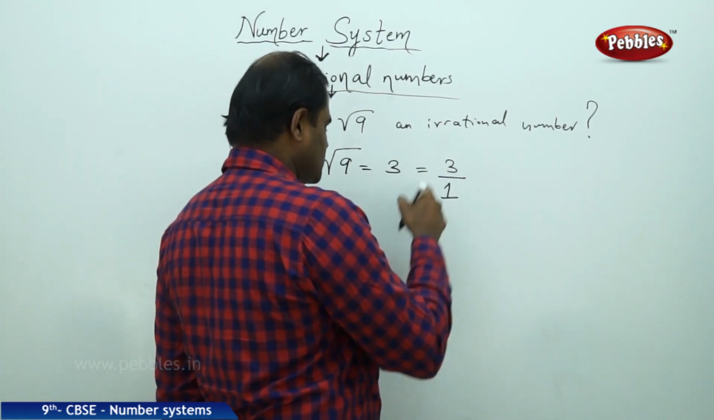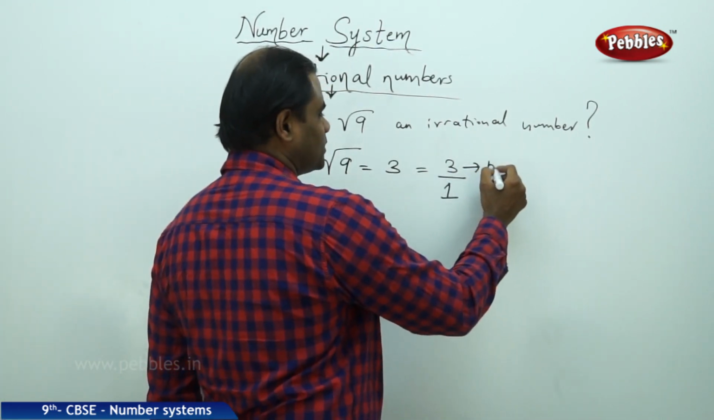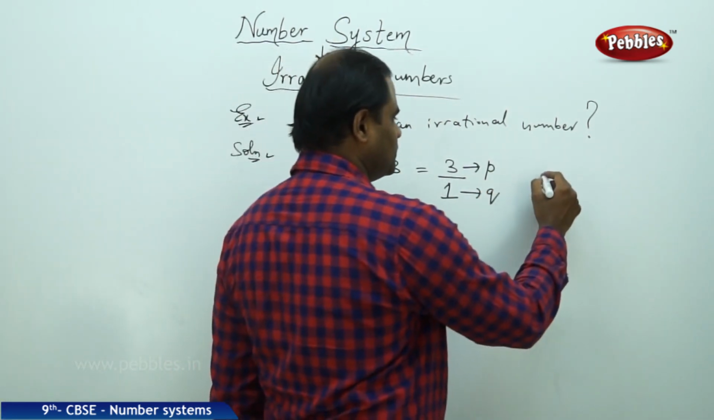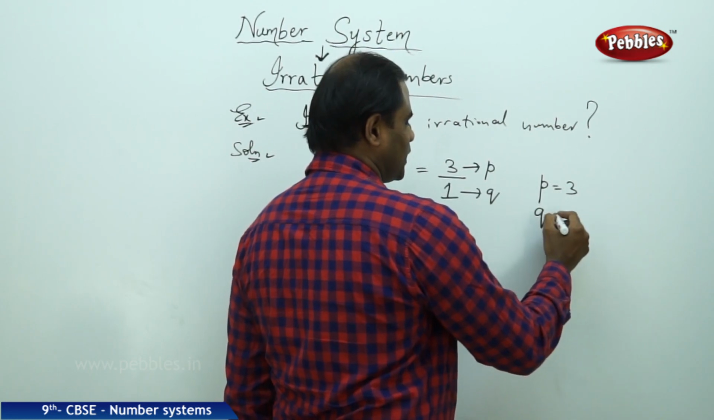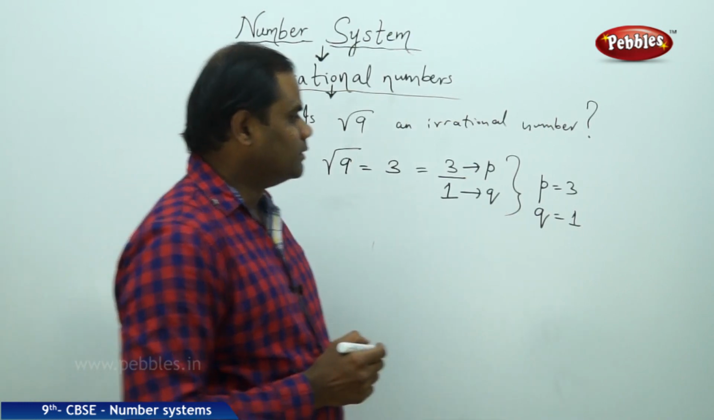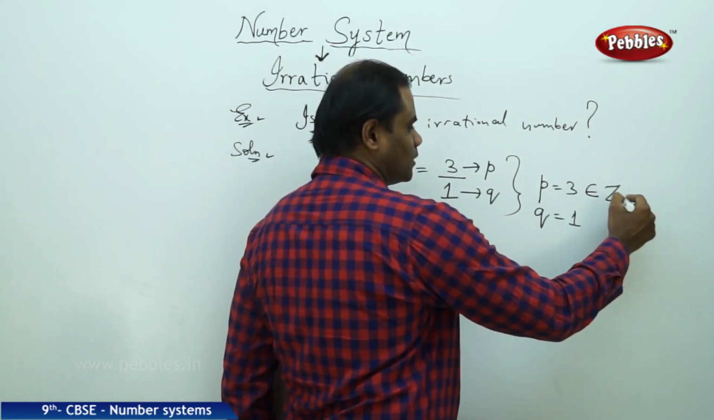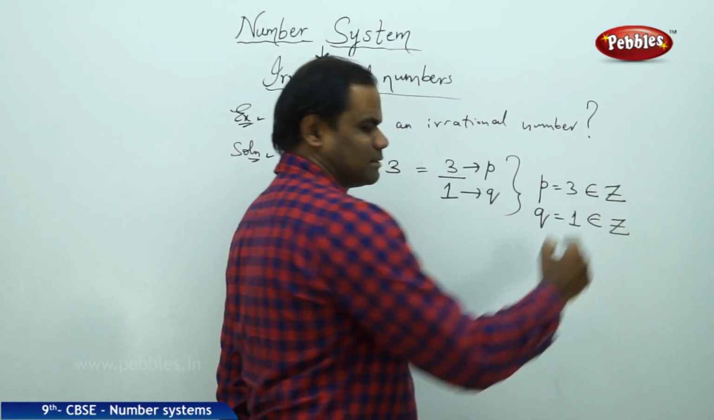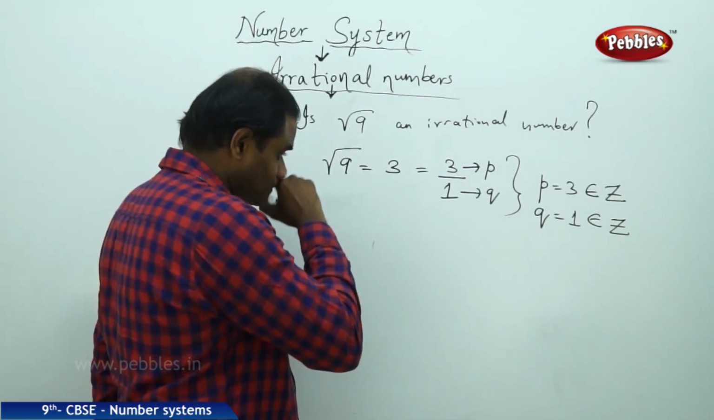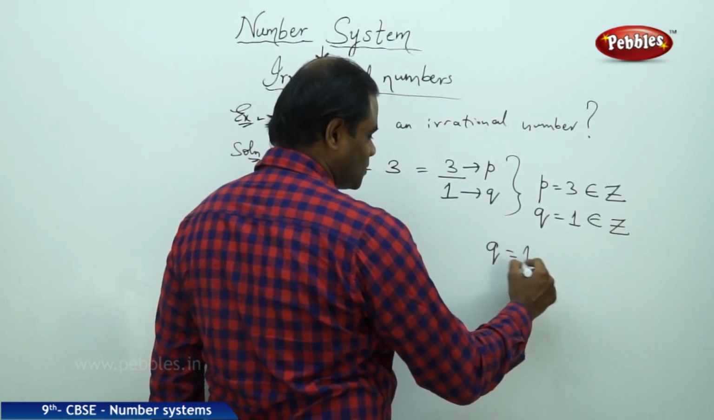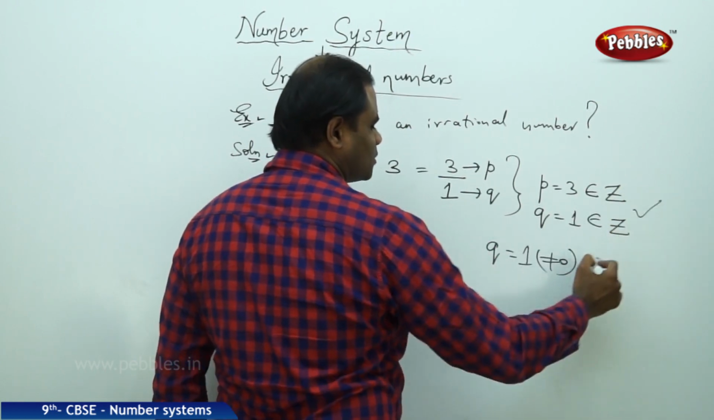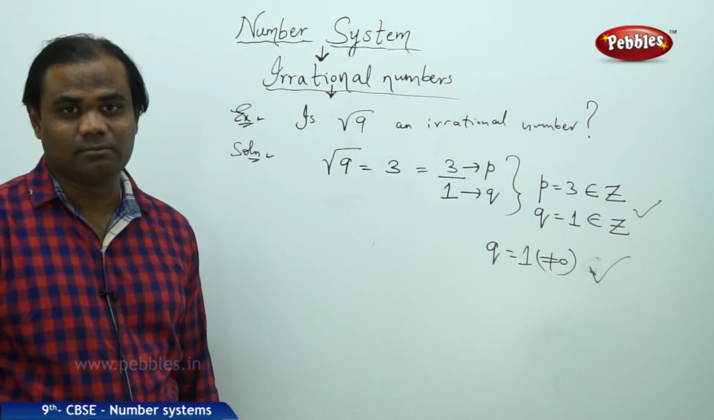So this can be expressed as 3 over 1, where my numerator is p and my denominator is q. Therefore, I have my p which is 3 and I have my q which is 1. And clearly these two pass test number 1, which is that p and q belong to Z. And test number 2, because q equal to 1 can never be equal to 0, therefore this passes both the tests of the rational number.